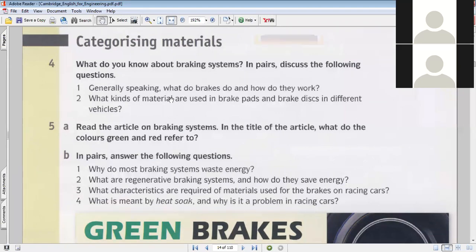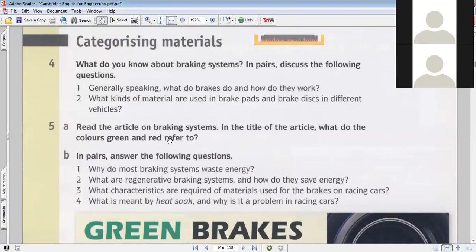So what kind of metals or materials are used in brake pads? In the brake pads, what do we use? Ferrous, and in bicycles we use rubber, and we use ceramics as well. On this page we'll see what we use. Question number 5.